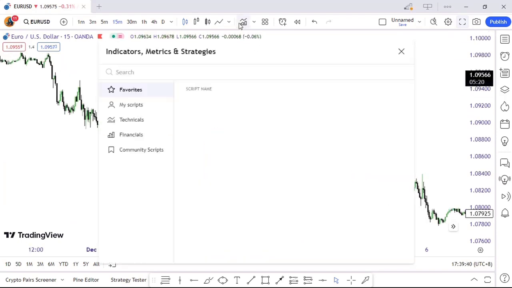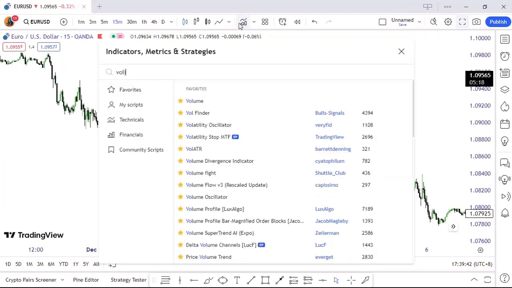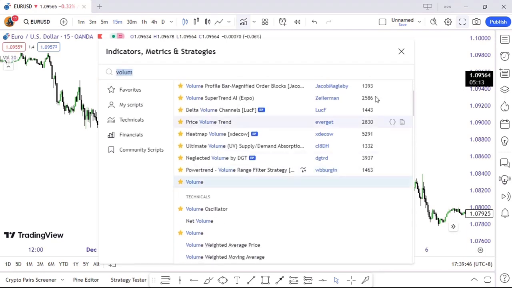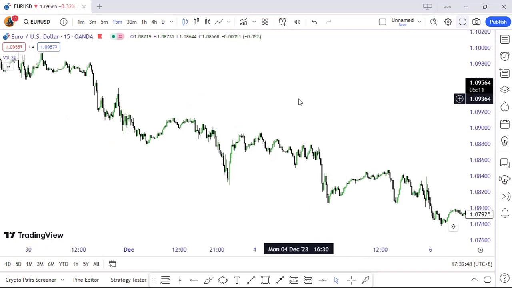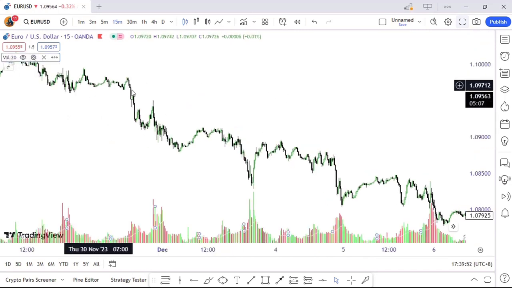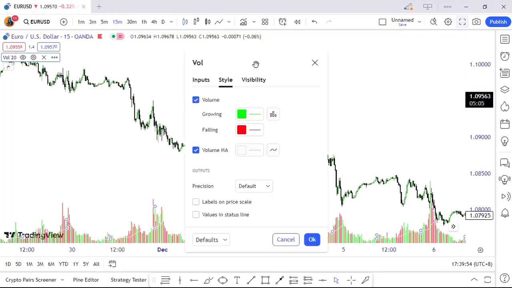Now, there are various types of volume indicators out there, but the one I'll be talking about is the basic yet widely used version. You might already be familiar with it. It simply displays the volume for each period using bars.